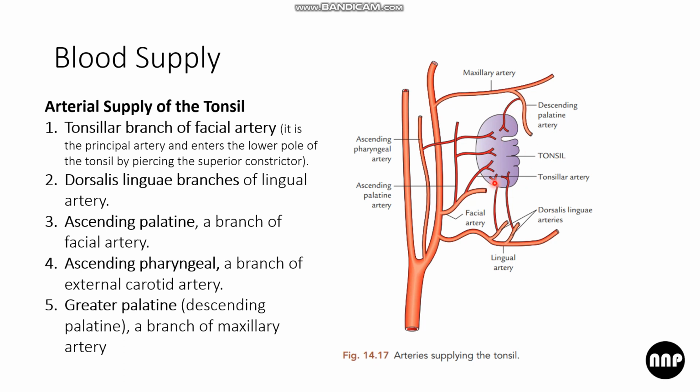Very important, if you can draw this diagram, you need not write all this. If you have time, you may write, but this diagram is enough for it. Just mention common carotid artery, external carotid, and internal carotid.